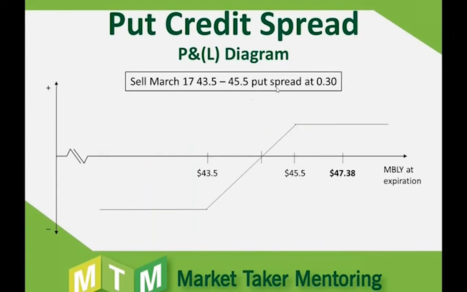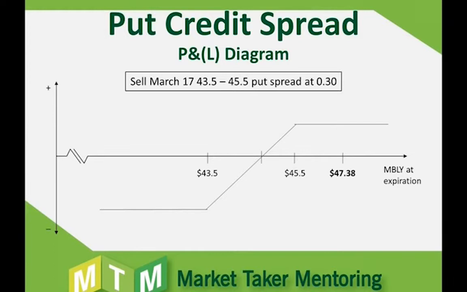So the idea of this is simple. MBLY was at 47.38 when John talked about this trade, and there was support at about 45. As long as MBLY didn't fall below 45.5, the trade was a winner. So this is a high probability trade, and it's kind of a liberating trade, isn't it?